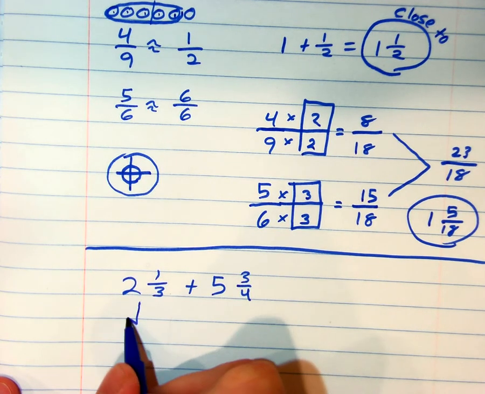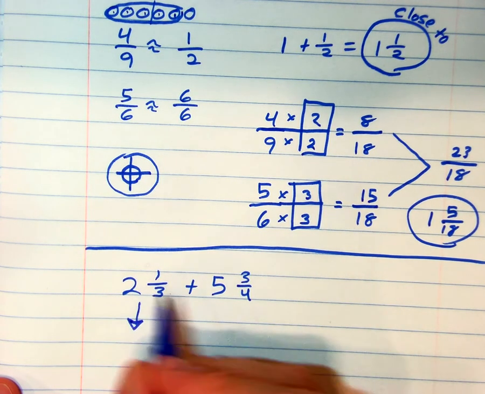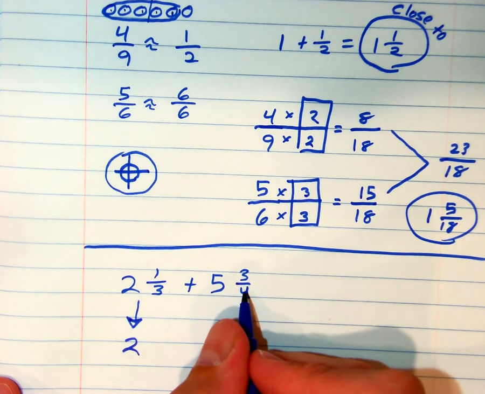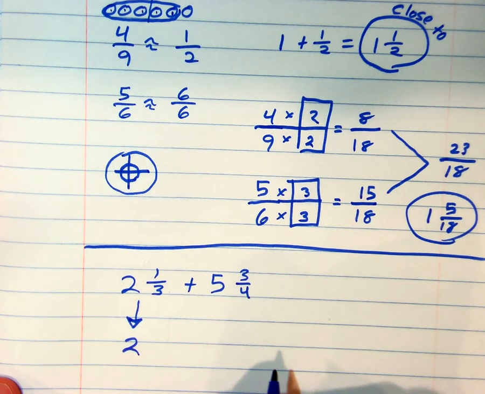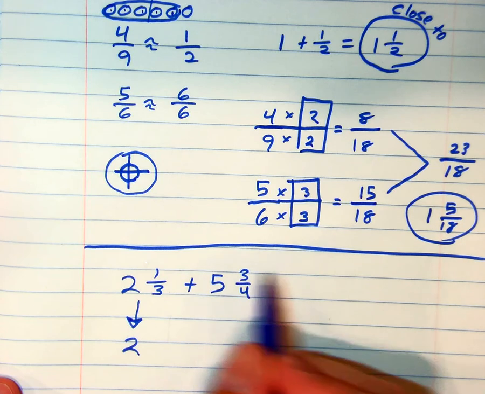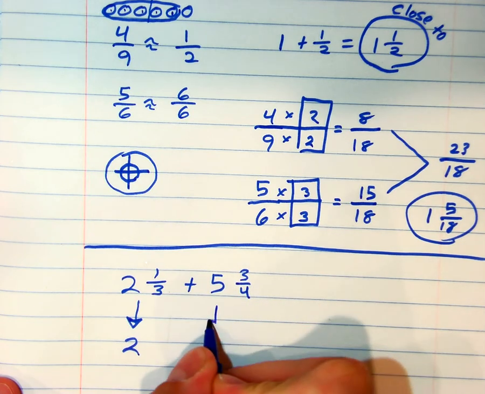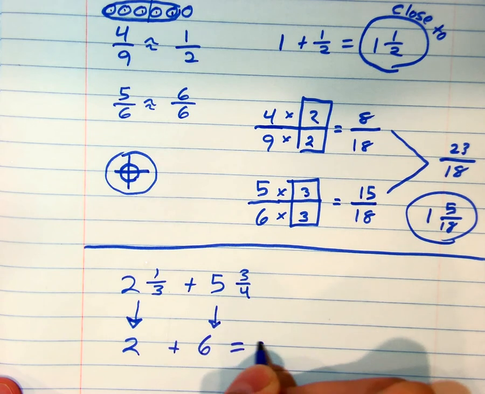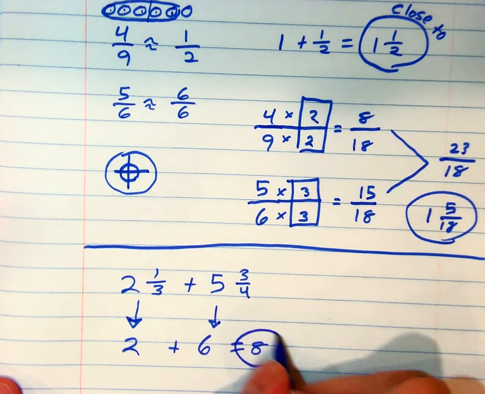I'm going to round it 2. 5 3/4. 2/4 is my halfway point. So that means I'm closer to the bigger number. So I could bring it up to 6. 2 plus 6 is 8. My answer will be close to 8.